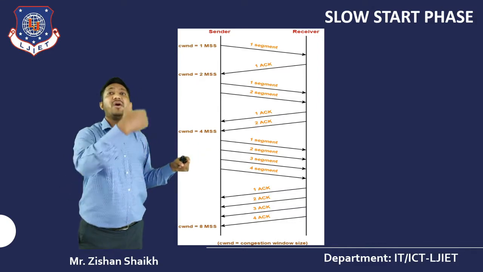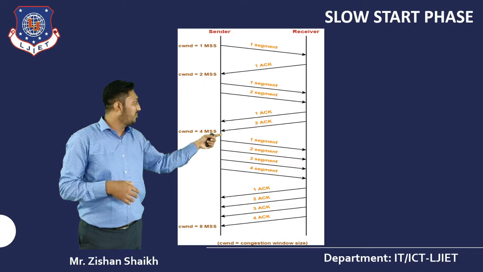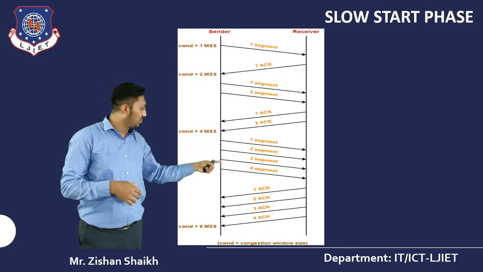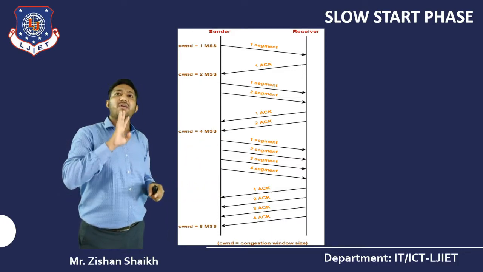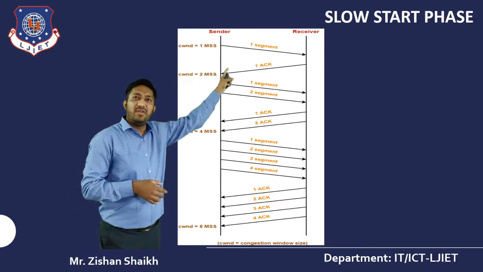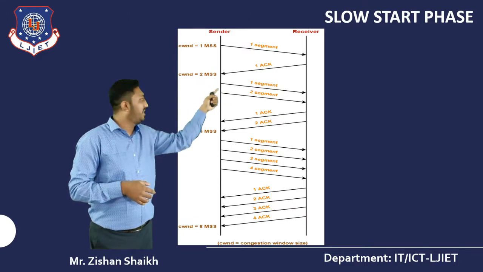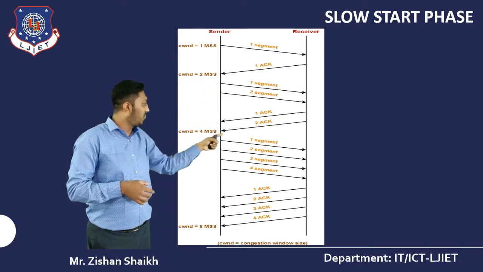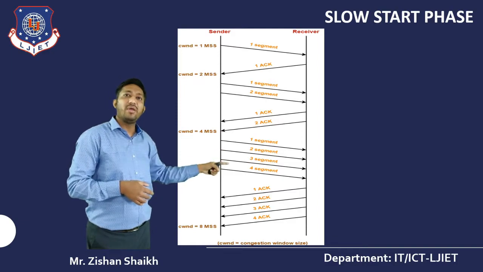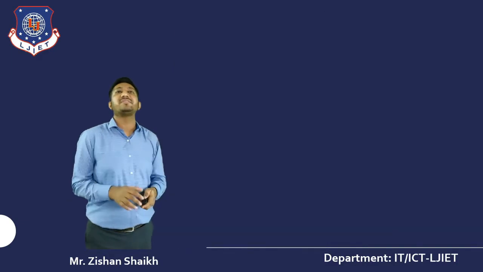it will increase again. So what happened? It will now send in the exponential form 1, 2, 3, 4. So it will send 4 segments now. Initially, what happened here? It sent only 1. After receiving the first acknowledgement, it will send 2. After receiving those acknowledgements, it will send 4, and after receiving the 4th acknowledgement, it will increase the size again.